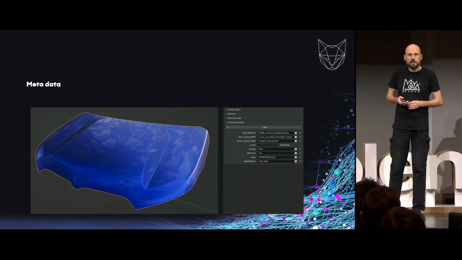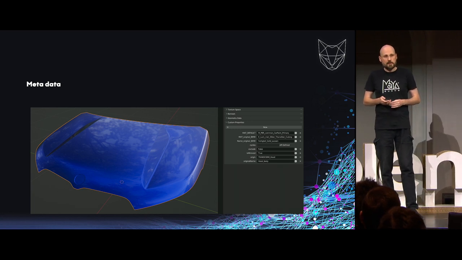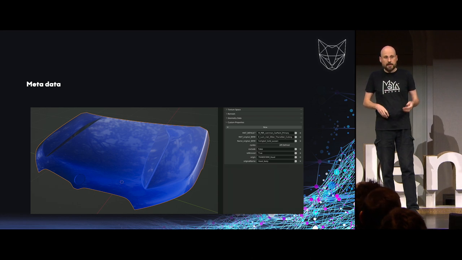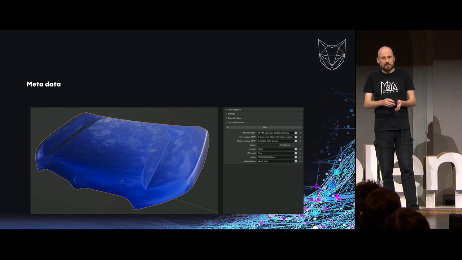Basically, we're using Blender's custom properties system to assign additional data that we need for the car. For example, what was the original material? Where will the pivot be located? Is it mirrored or not? And also to circumvent Blender's 63 character limit on a mesh item, because we exceed that easily. And this is one way to get around that.